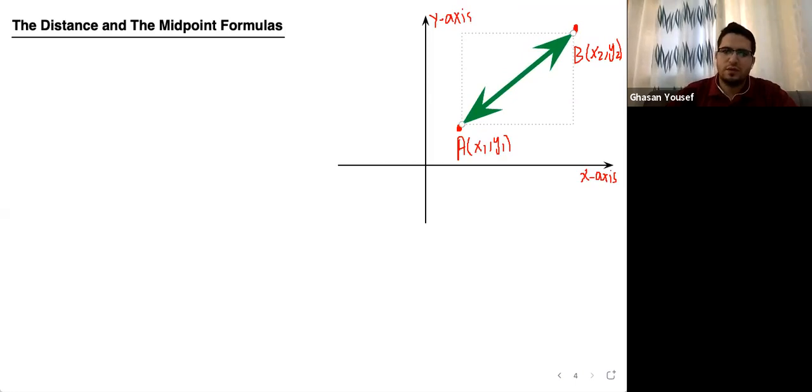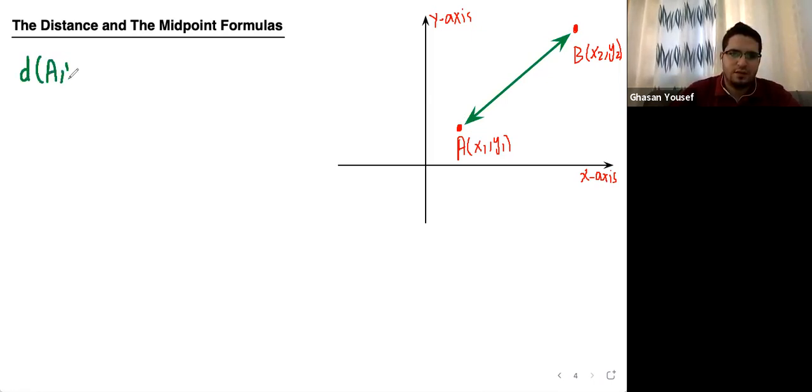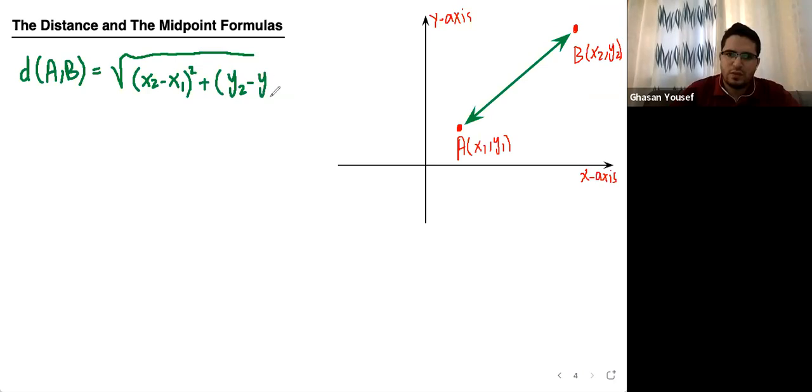The distance between this point is, let me make it smaller, so I can define the distance between A comma B equal to the square root of x1 minus x2, or I can say x2 minus x1 squared, plus y2 minus y1, everything squared.